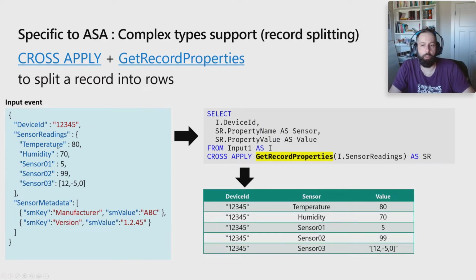The second one I wanted to mention is the same thing, but for records. Now I'm looking at sensor readings. I need to unpack those. I need one row for each of those properties. So here I'm going to be using cross-apply with GetRecordProperties, unpacking i.sensor readings as SR.